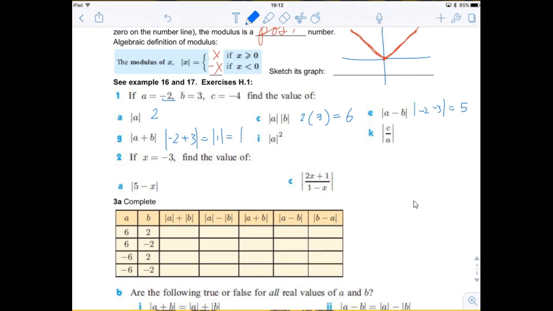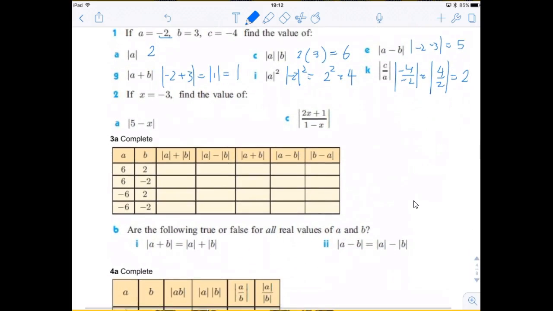I, modulus of a squared. So we got modulus of negative 2 squared would be positive 2 squared, which is equal to 4. C divided by a, which is negative 4 divided by negative 2 modulus. That would be equal to 4 over 2, which is equal to modulus of 2, which is 2.